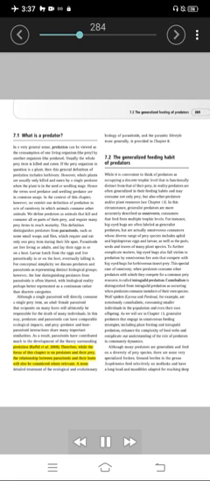A more detailed treatment of the ecological and evolutionary biology of parasitoids, and the parasitic lifestyle more generally, is provided in Chapter 8. 7.2 The generalized feeding habit of predators.